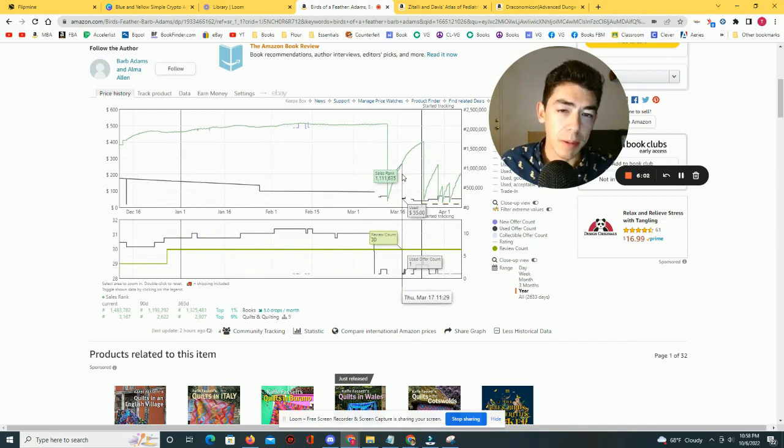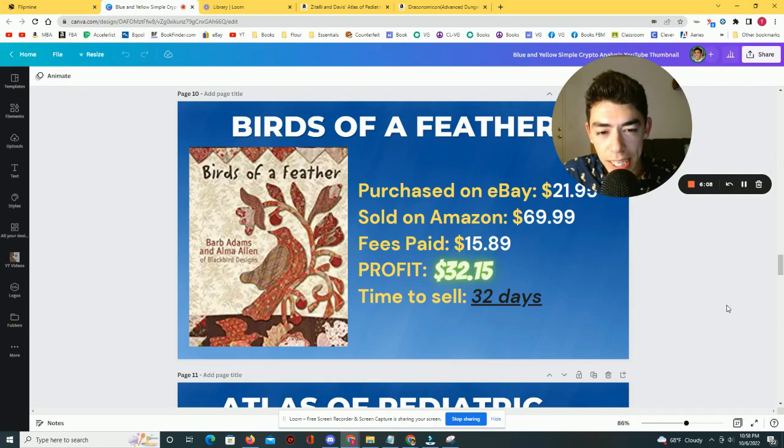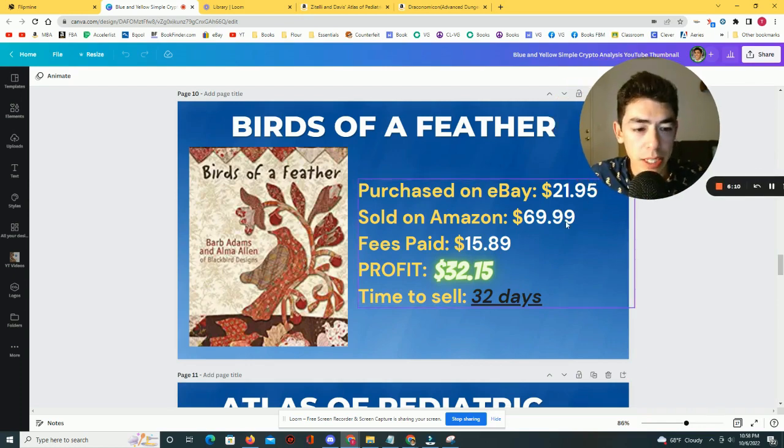Okay, so again, that's not like an amazing flip. I'd say that's kind of just like an average flip or a low tier flip. Here's the breakdown of that book. So I bought it on eBay for $21.95, sold for $69.99. I made a profit of $32 and it took about 32 days to sell.